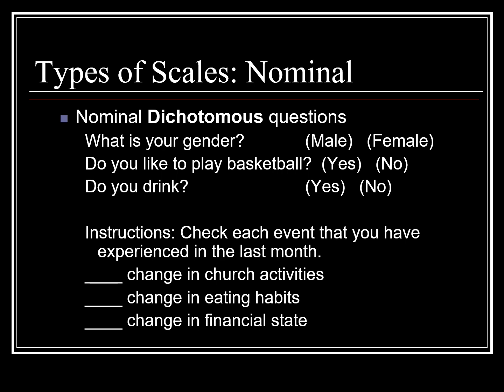There is certain analysis that we can only use with nominal questions that are dichotomous. There is other types of analysis that will allow us to look at questions where the nominal scale has more than two answers. So for example, you could have, check each event that you've experienced the last month: change in church activities, change in eating habits, change in a financial state. So this would be an example of, again, labels. So 1, 2, and 3, but it also gives us information of what you're actually doing. So this would be a non-dichotomous question, but each individual question is dichotomous. Have you experienced a change? It's a yes, no. Change in church, change in eating habits, change in financial status.